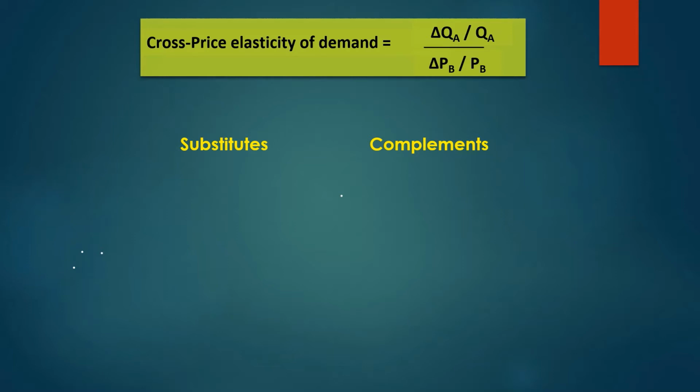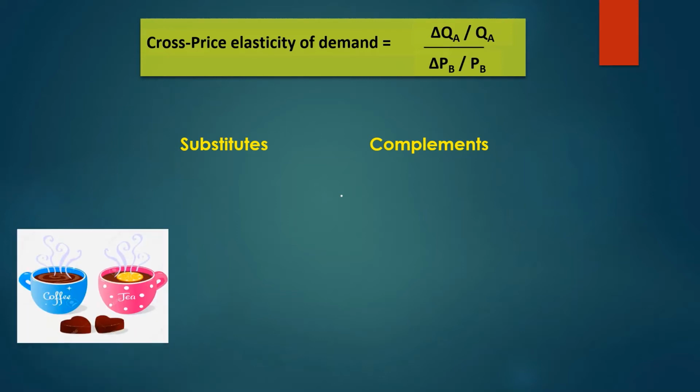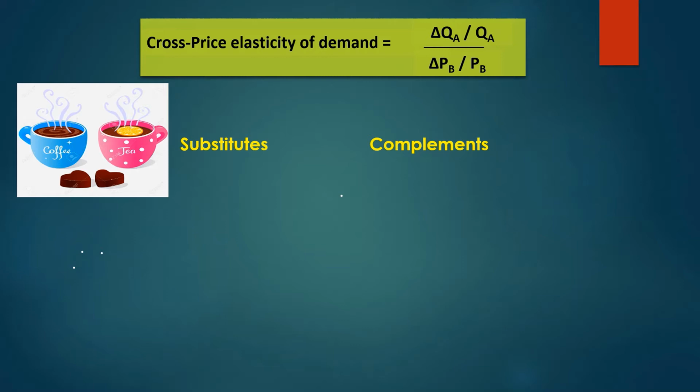One point you must note down here is that the sign of the cross price elasticity of demand is very important to distinguish between substitutes and complements. Okay, so let us start with the substitutes. Substitute goods are those goods that can be used in place of each other. So you can replace one good with another. And what can be the example? Let us consider one of the traditional examples, coffee and tea.